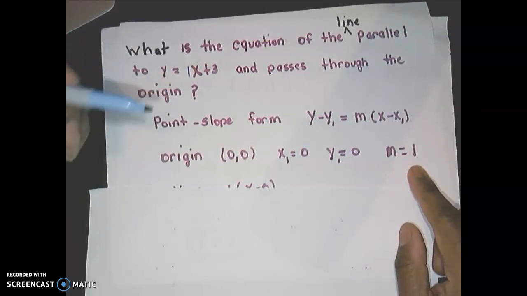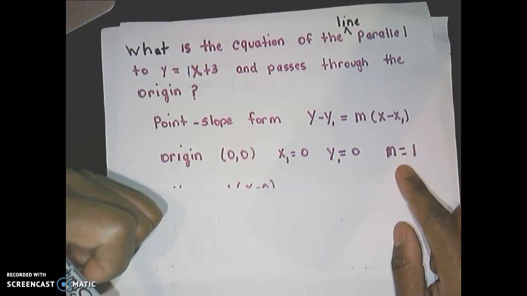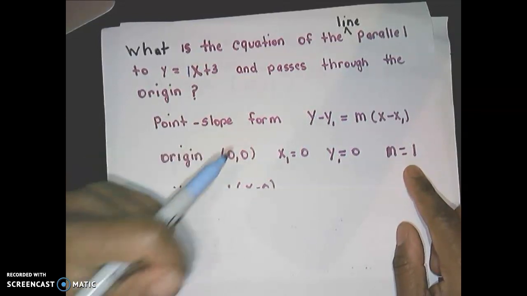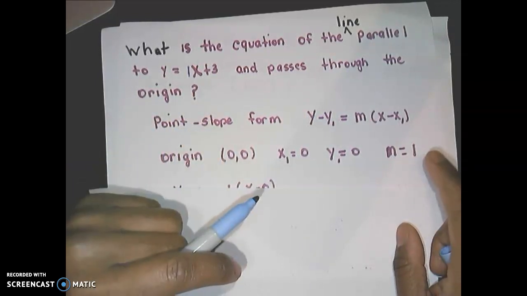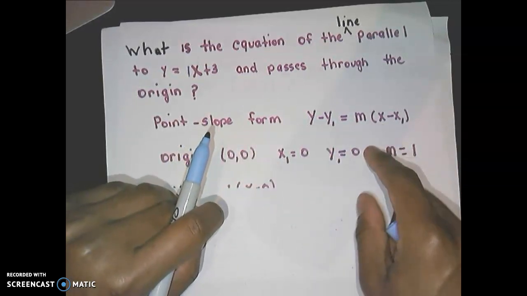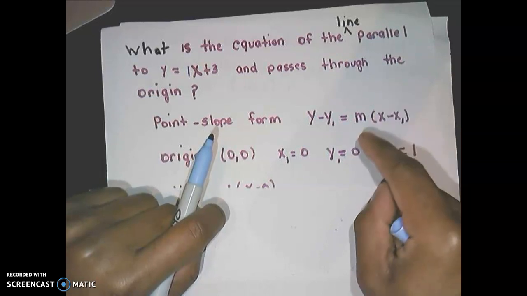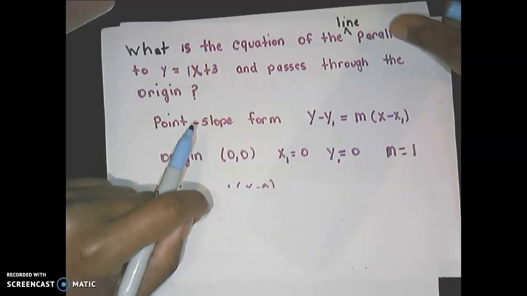And keep in mind, this is the slope of the new line. The only reason the slope of the new line is still 1 is because the two lines are parallel. That's not going to work when they're perpendicular. So when you use the point-slope form, you're putting in the information to get the new line, not the line that you already have.